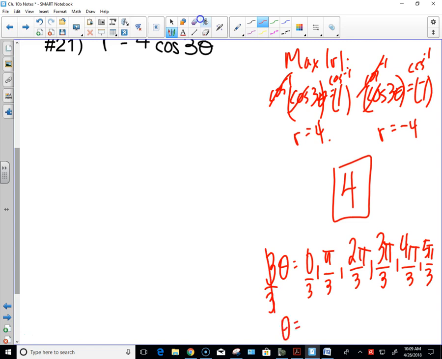So man, this guy's hitting 4 a lot, right? He's hitting 4 there. He's hitting 4 here. He's hitting 4 here. He's hitting 4 there. He's hitting 4 there. And technically 2 pi also. How is he hitting 4 so many times?